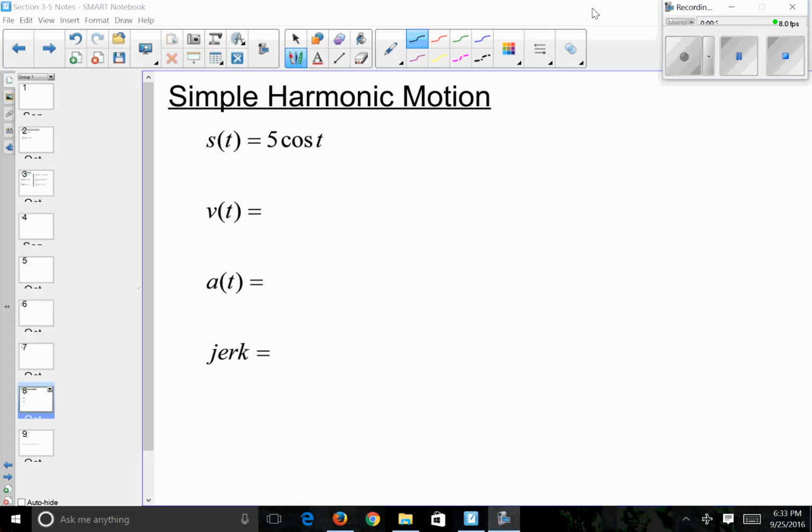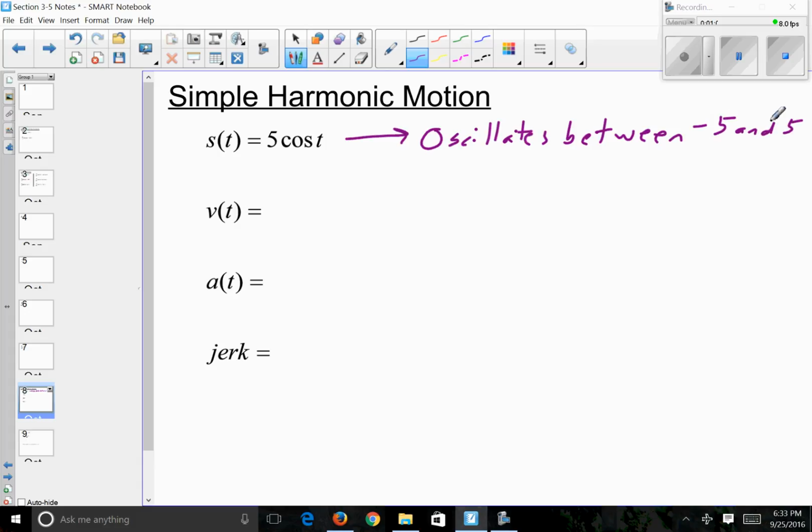So if we say our displacement is 5 times cosine t, what this can tell us is that the position is oscillating between the minimum and maximum of that. Well, we know cosine goes between -1 and 1, and if I multiply that by 5, this will be between -5 and 5. We can also say that the period, because we know the period of cosine, is going to be 2 pi. So it is oscillating between those over a period of 2 pi, which then repeats.